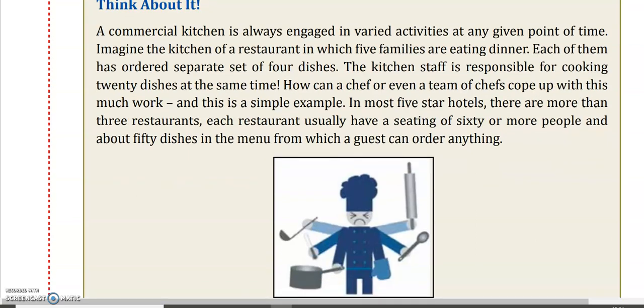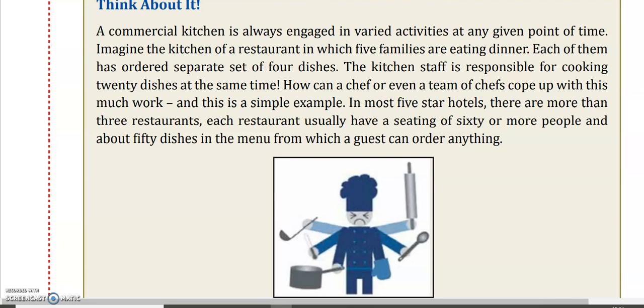Now, think about it. A commercial kitchen always has different activities at just one given point of time. For example, we have 5 families eating dinner, and each of them has ordered a separate set of 4 dishes. Now the kitchen staff is responsible for cooking all the 20 dishes at the same time. So just think, how can a single chef or a team of chefs cope with so much work? This is just a simple example. In most 5-star hotels, there are more than 3 restaurants. Each restaurant usually has seating for 60 or more people, and about 50 dishes on the menu from which a guest can order anything.